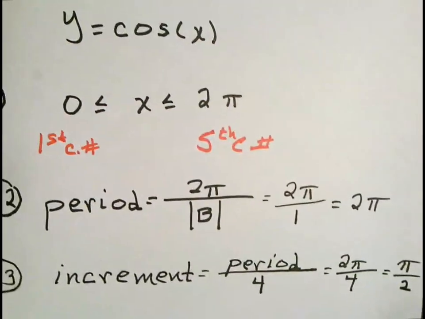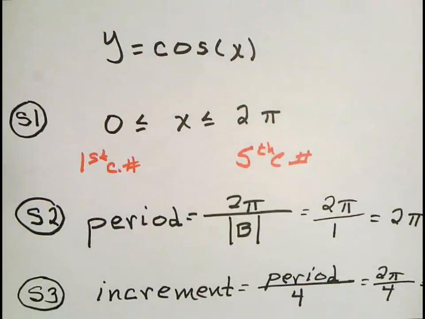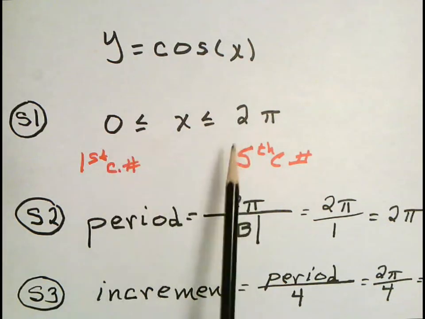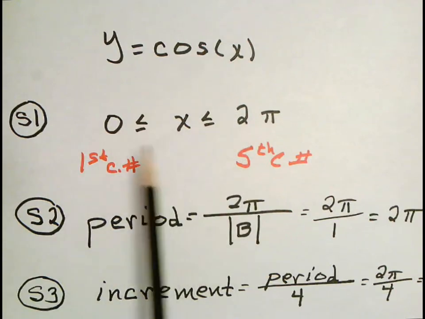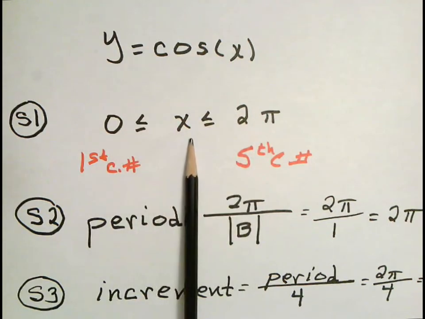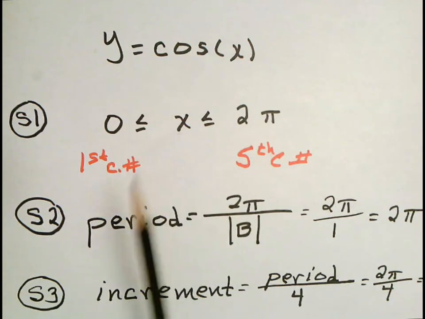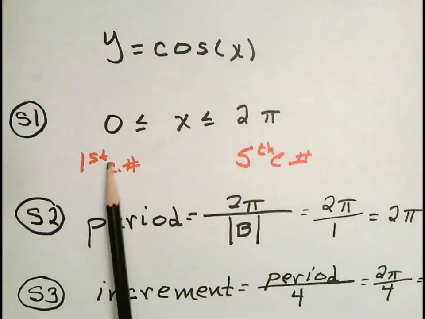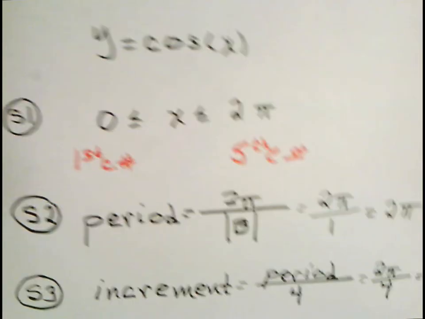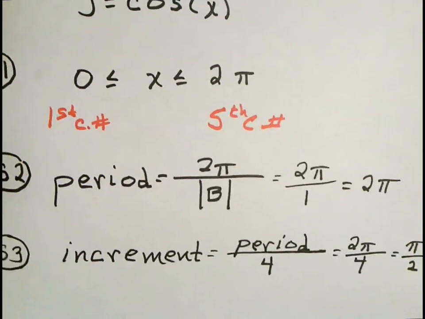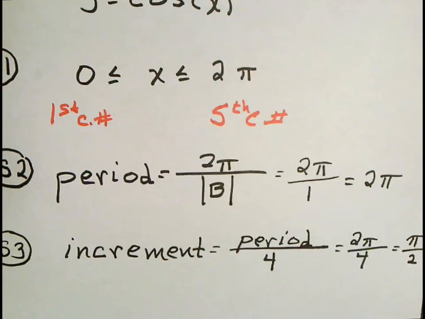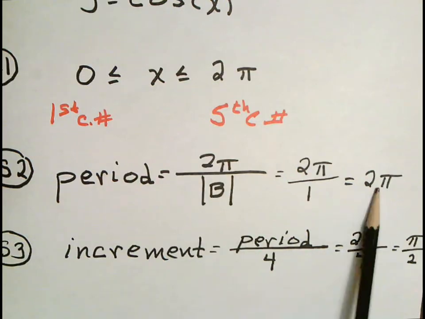And using our 5-step procedure, the first thing we're going to do is put the bx minus c in between these two endpoints here, but there's only an x there, so we can't solve it anymore because our goal is to get one x in the middle here when we have our inequality. So here's the first critical number, the fifth critical number. We have our period being 2 pi divided by the absolute value of b, which will give us 2 pi. Our increment is the period 2 pi divided by 4, which reduces to pi over 2.